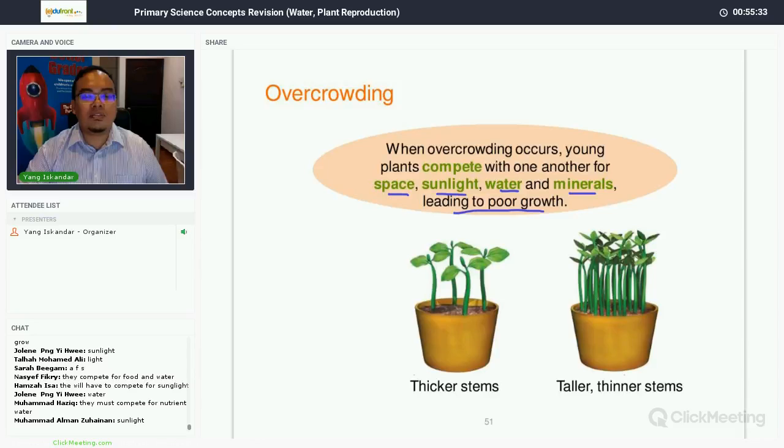Now, some students say air. Air is abundant. So air, we wouldn't say that they need to compete for air because there's lots of air around the plants. But what will happen if they have to compete? When there is overcrowding, they will have to compete with each other for space, sunlight, water, and minerals, leading to poor growth.